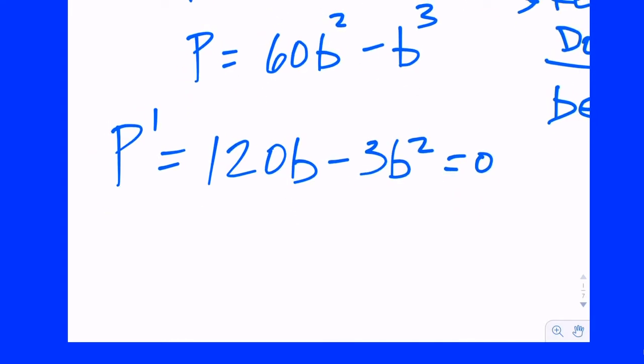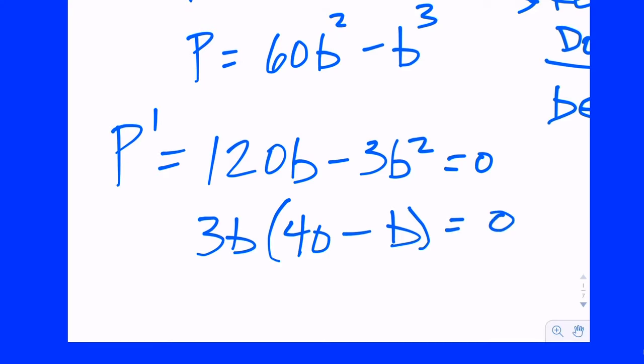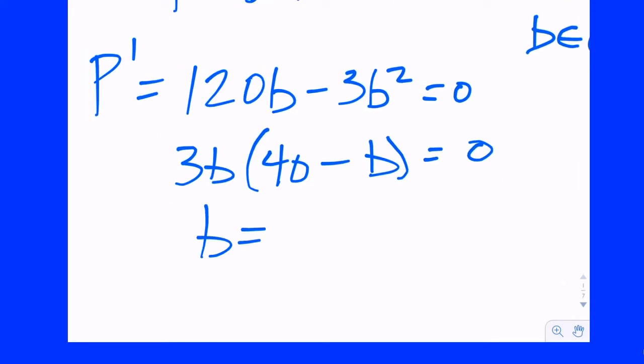And then once we set it equal to 0, we look for a common factor. So if I factor out a 3b, I'm left with 40 minus b. And of course, then I get my two critical values of my cubic polynomial to be 0 and 40. Now here's the deal. Those are definitely going to be horizontal tangent lines on my cubic function. But sometimes you get more critical values than you need. Some of them might be in the relevant domain. Some of them might not be in the relevant domain. Are both of these in our relevant domain?